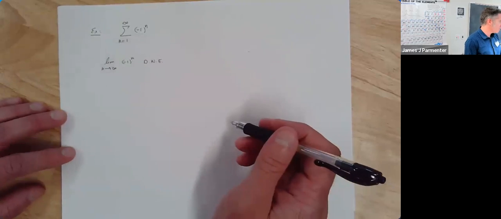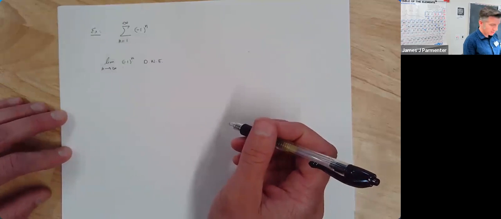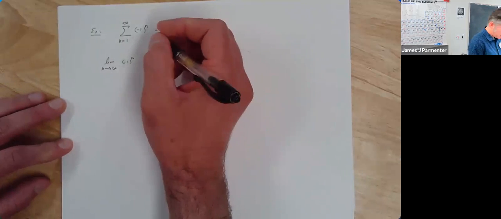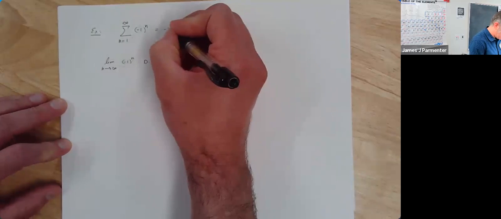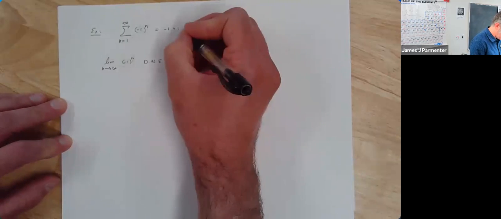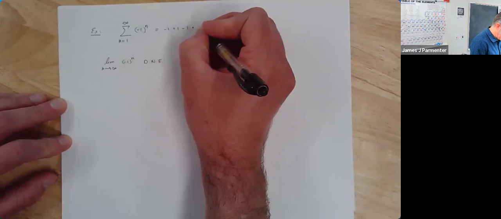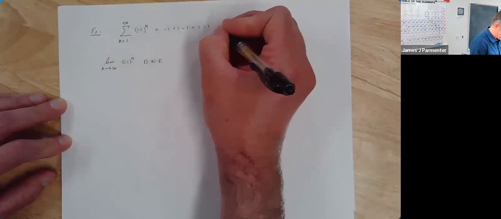This series diverges. Now I will point out, if you look at this series, the first term is -1, the next term is 1, the next term is -1. You're just adding and subtracting 1 every other time.